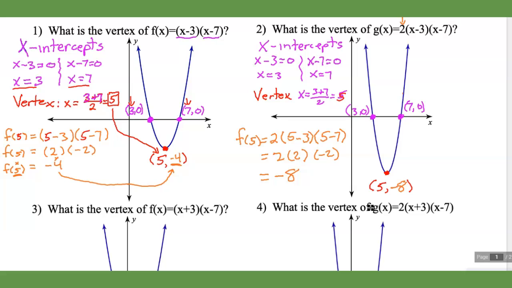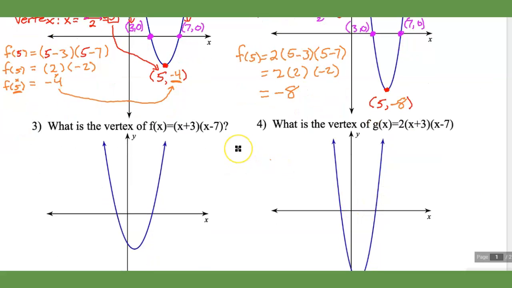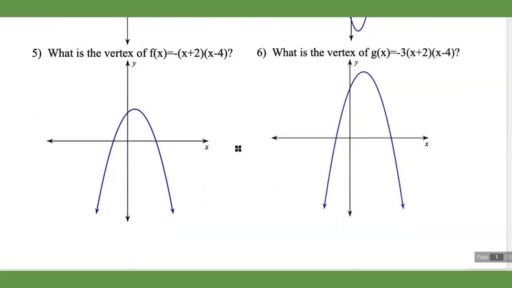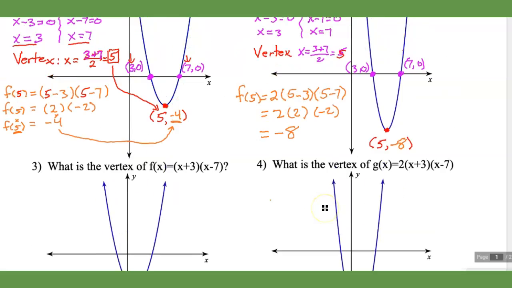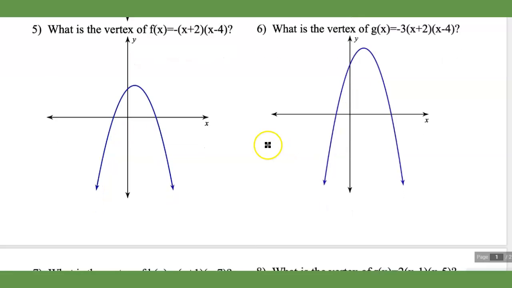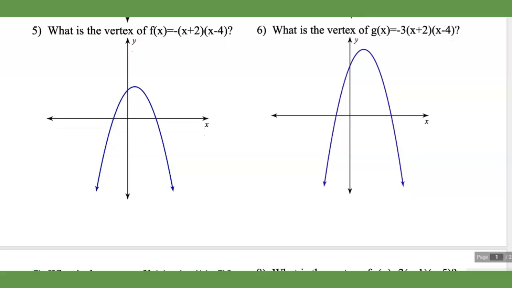Are there any others on the front here that we want to look at? Anything else that looks different from what we've already done? 3 and 4 look kind of the same as 1 and 2. What about 5 and 6? Do those look the same? Something's different about them. What direction are they opening? Yeah, they're opening down. These are all opening up. Do you want to do something where they're opening down, or do you think you got it? You got it? Okay, I'll let you guys try it out.